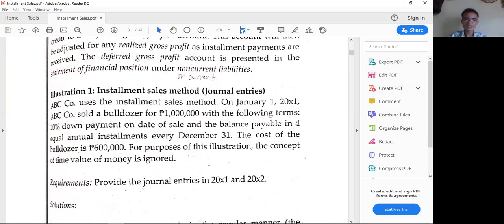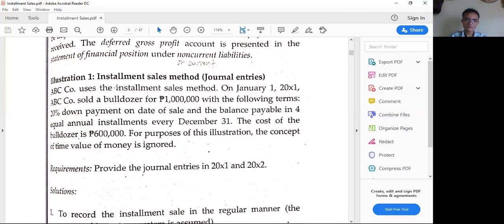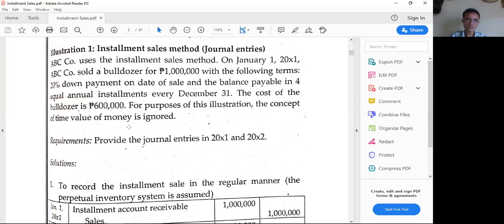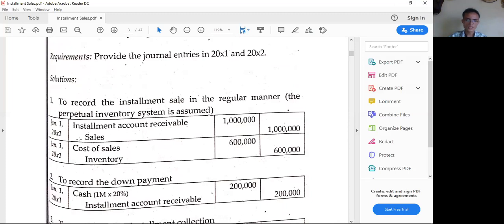Okay, next, illustration 1. Installment sales method. Here, to journalize the transactions, I said the first is to recognize the receivable and sale. Second is the recording of inventory transfer because of the sale. So this is the second entry. We use the perpetual inventory system, and this is assumed, by the way.